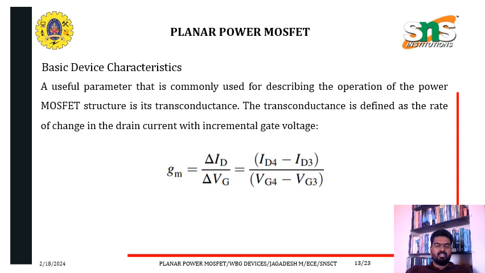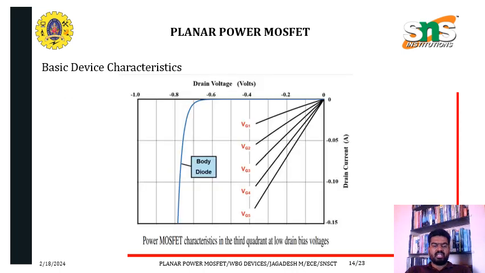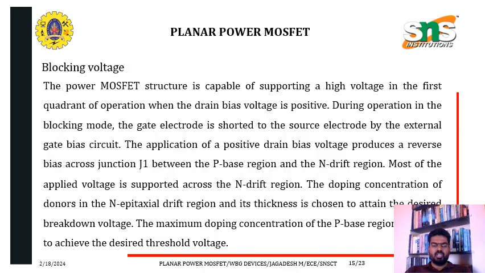A useful parameter that is commonly used for describing the operation of the power MOSFET structure is its transconductance. The transconductance is defined as the rate of change in the drain current with incremental gate voltage. It is denoted by GM, that is delta ID by delta VG, which is nothing but ID4 minus ID3 by VG4 minus VG3. Next, the power MOSFET characteristics in the third quadrant at a low drain bias voltage.